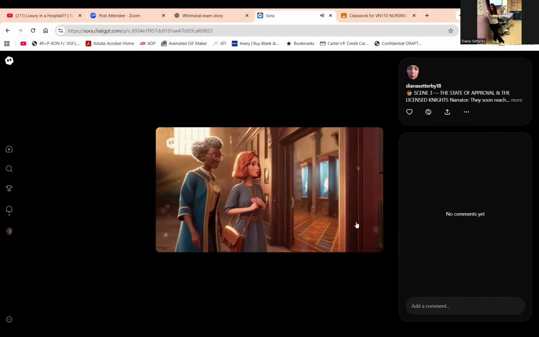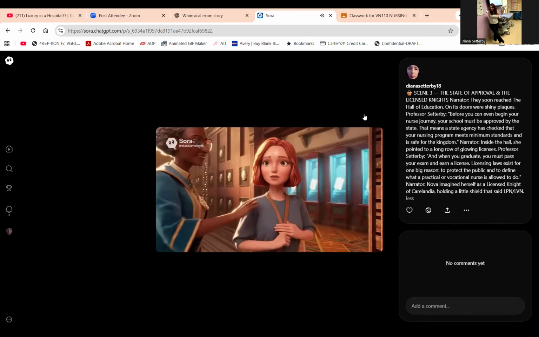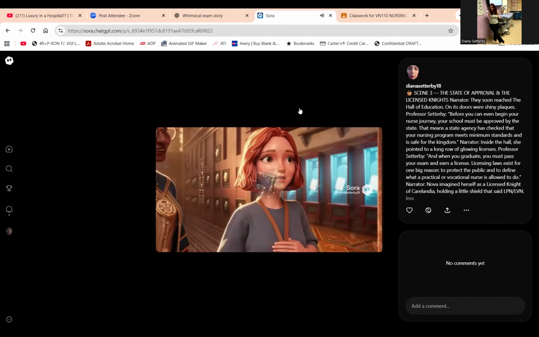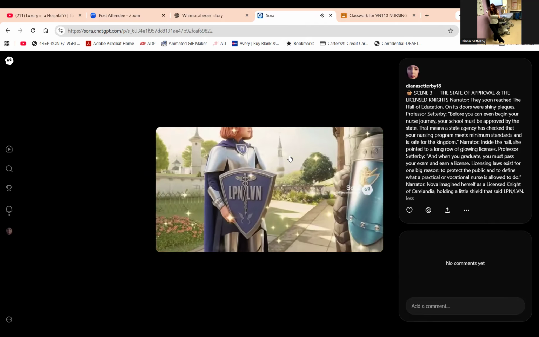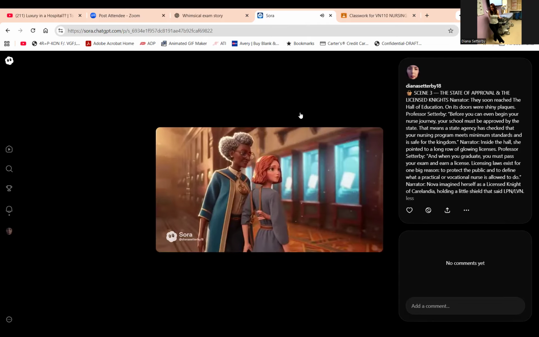Next, they soon reached the Hall of Education. On its doors were shiny plaques. Before you can even begin your nurse journey, your school must be approved by the state. That means a state agency has checked that your nursing program meets standards.